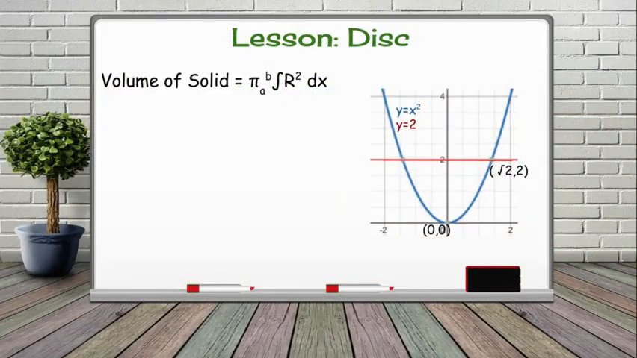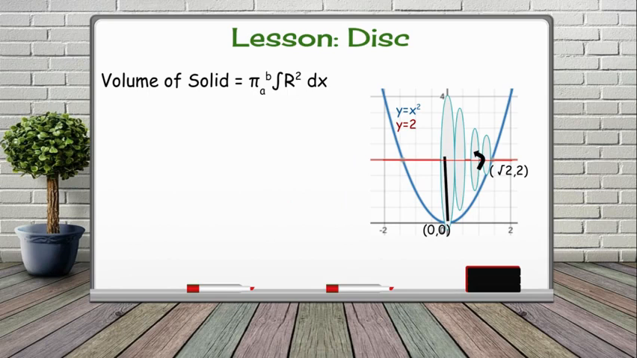Hi, welcome to a short explanation of revolving solids around other axes. When revolving about another axis, in this case the line y equals 2, regardless of where your axis is, your radius is always going to be the distance between your function and the axis of revolution. The distance is the radius of all the circles that you are adding up. Distance between two functions can be found using subtraction.